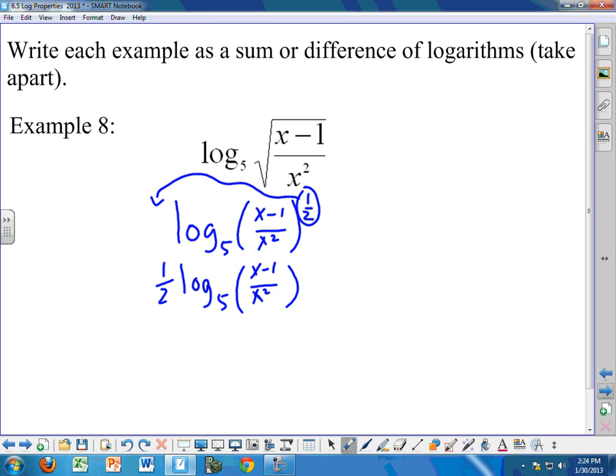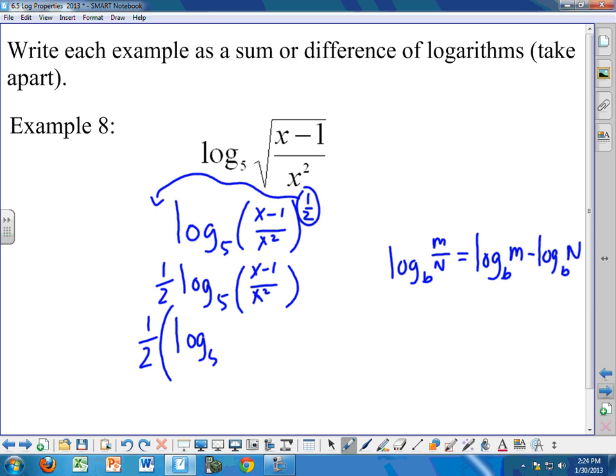So that is a good start. And of course, this reminds me of log base b of m over n, the property that allows us to break this apart into log base b of m minus log base b of n. Doing that, I'm going to leave this half here, but this time I'm going to put a little parentheses around my answer. It'll be log base 5 of x minus 1 minus log base 5 of x squared.